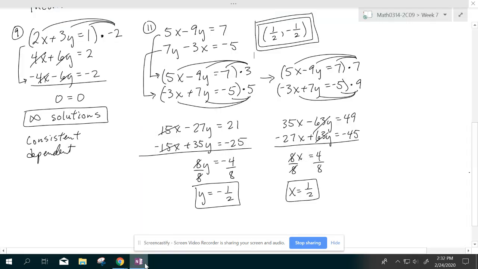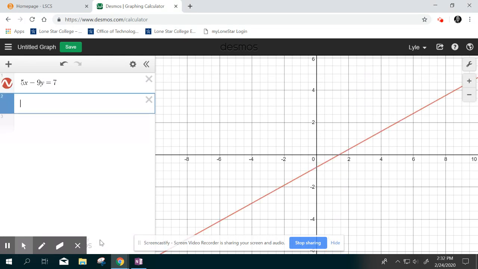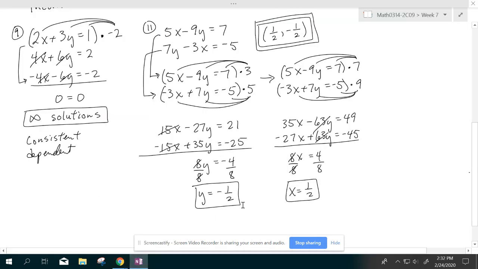And so what was the original first equation? Equals 7. And the other one? Negative 5? Oh, look at that. 0.5, negative 0.5. Is that a half, negative half? Wow, verified. Desmos is awesome. I love Desmos. And look at all that glorious work.